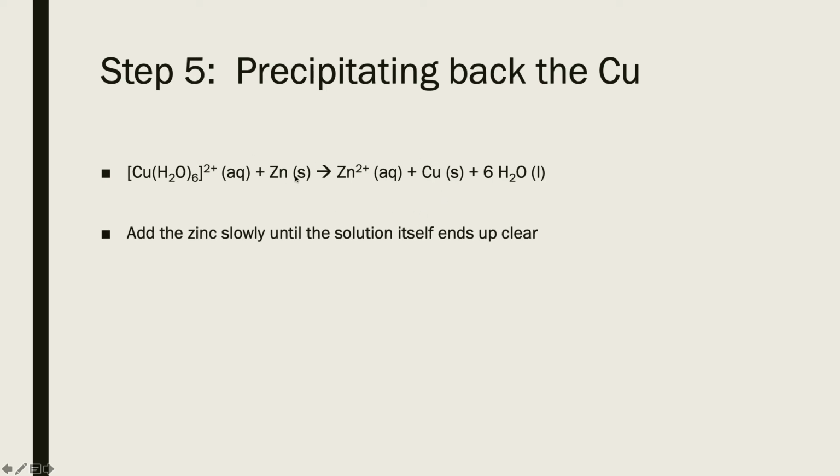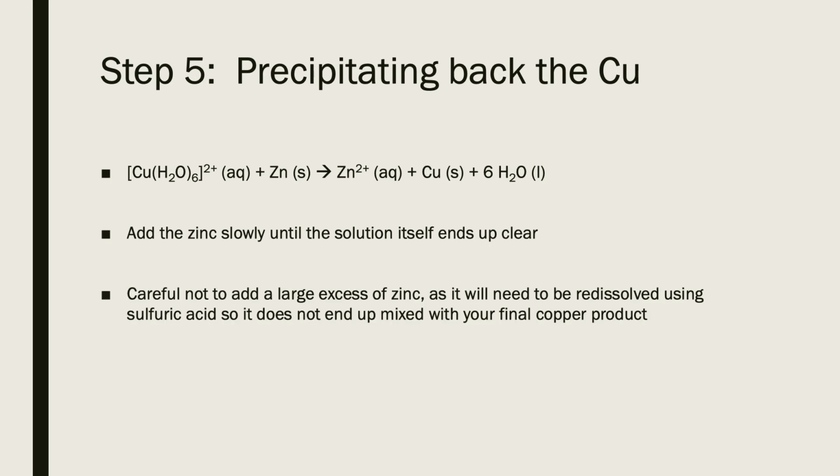And for this step, a couple things here, because this is a step that can really slow things down. You want to add the zinc slowly until the solution itself ends up being clear. Once the solution is clear, that means all the copper should be out of it, and you shouldn't need to add any more zinc at that point. But you do want to be careful. You don't want to add a huge excess of zinc, because then you have to try and redissolve that zinc so it doesn't end up mixed with your final product.